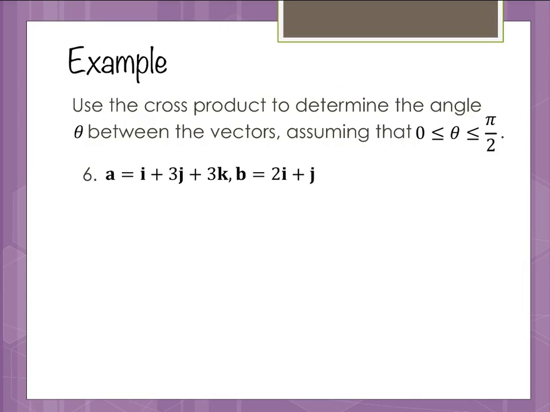All right, one other question we're going to work with, again, back on a little bit with angles. It says use the cross product to determine the angle theta between the vectors, assuming that the angle is between 0 and pi halves. So doing this problem is going to require us to use the cross product and to use the formula for the cross product that has the theta in it. So this is going to be A cross B is equal to the magnitude of A times the magnitude of B times the sine of theta.